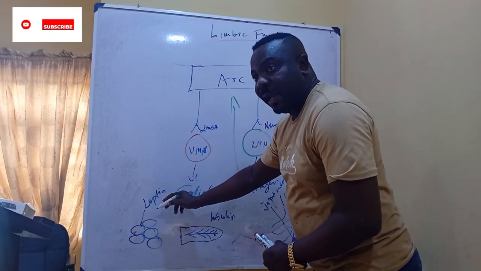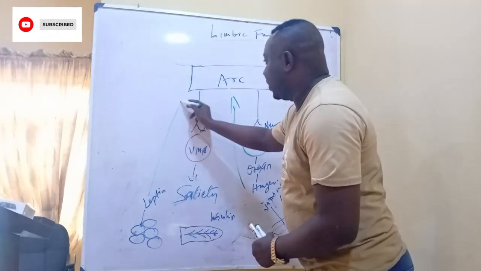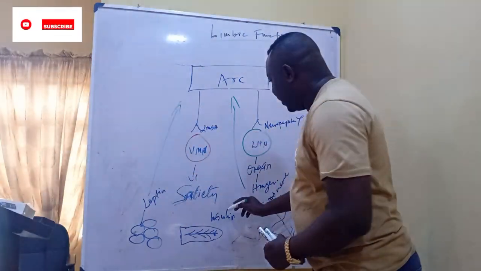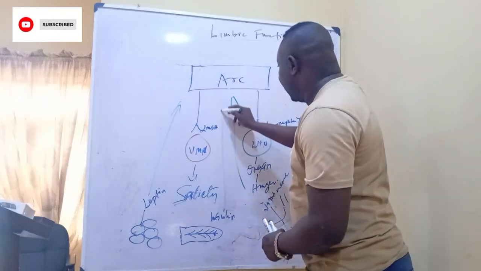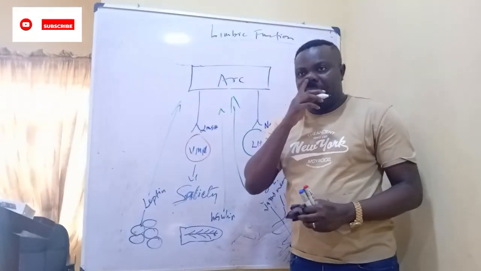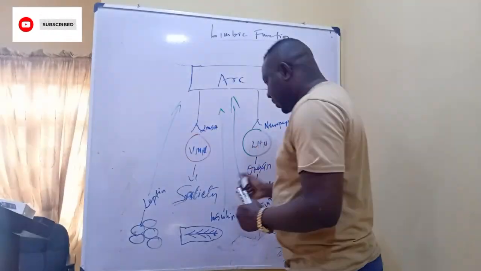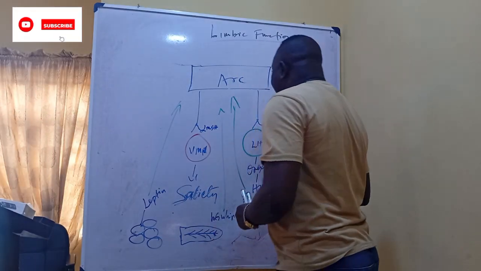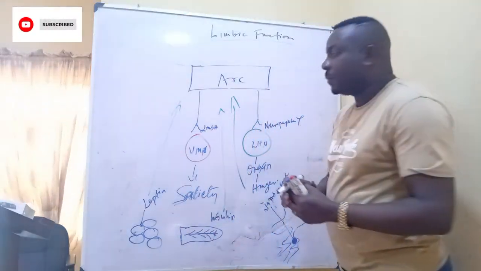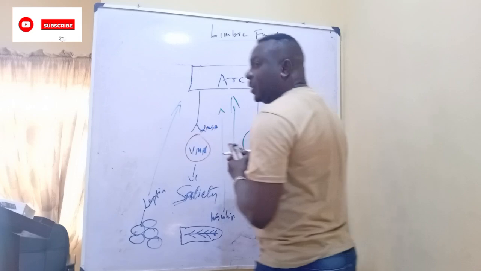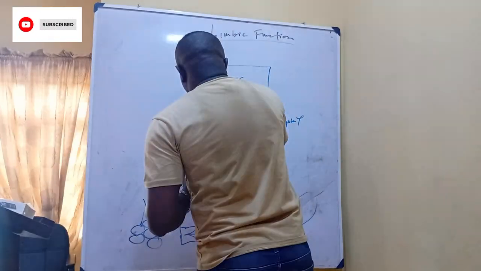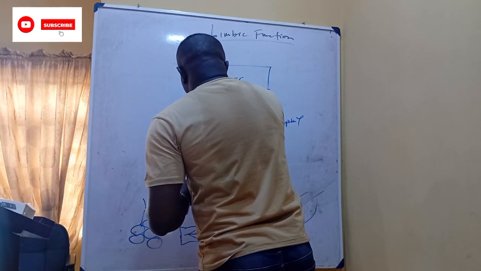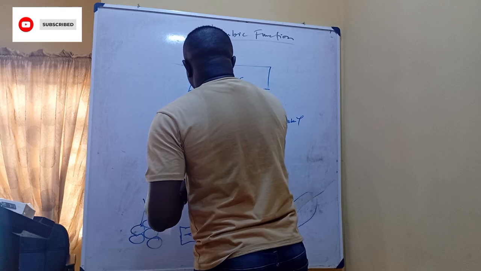Leptin will also result in the stimulation of the hypothalamus. Insulin will also result in the stimulation of the hypothalamus. Now, what do leptin, insulin, and vagus stimulation do? They result in the stimulation of the ventromedial nucleus.